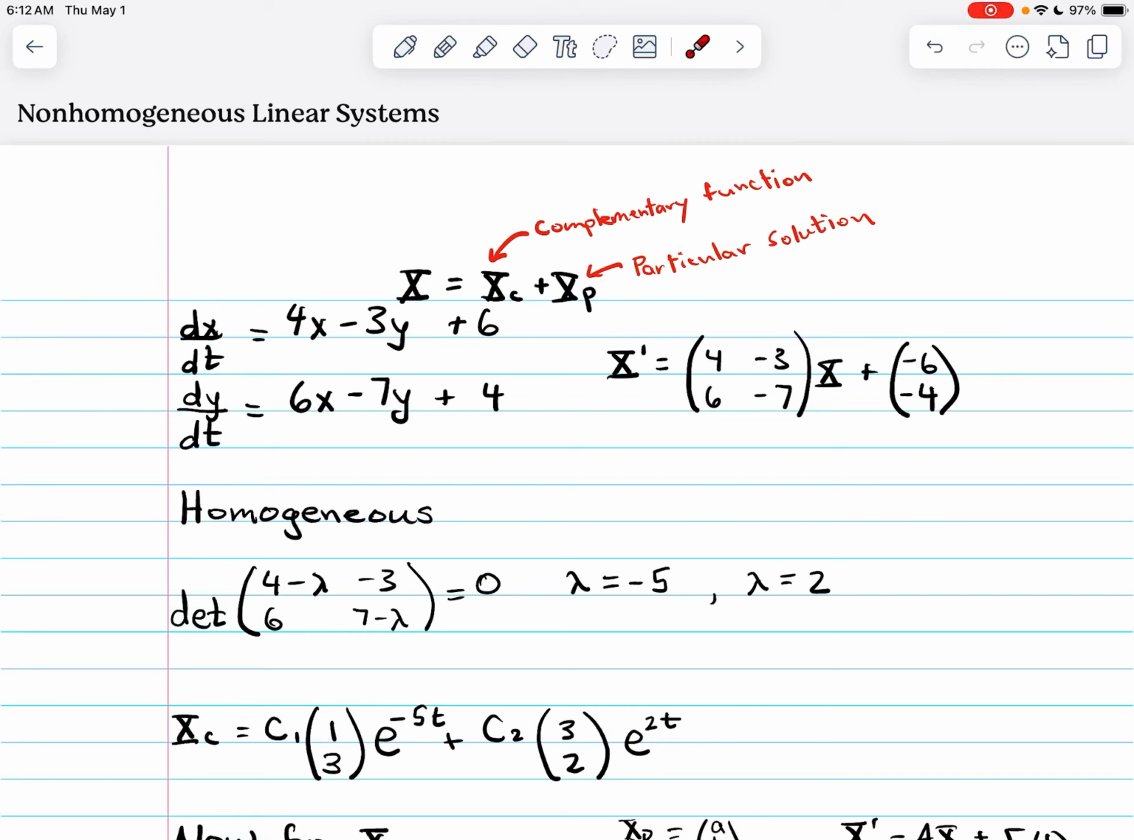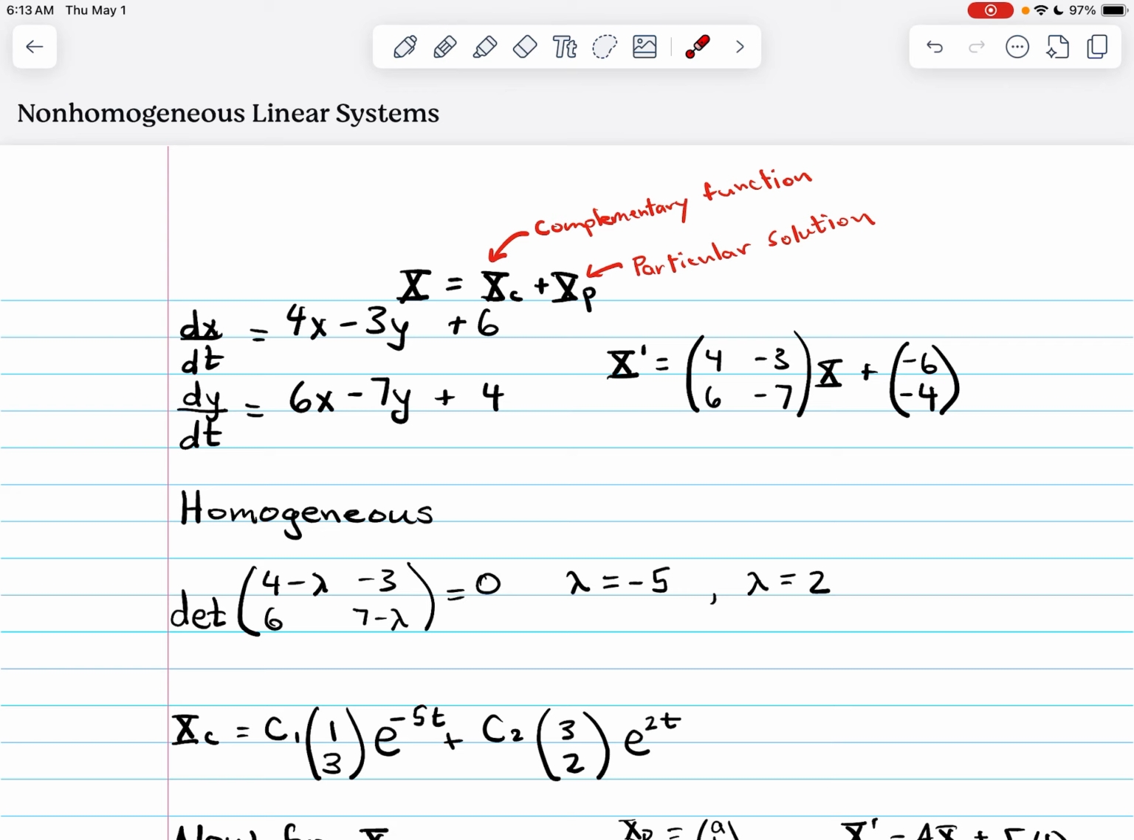Well, we've solved homogeneous linear systems of differential equations. And now we're going to embark on solving non-homogeneous linear systems. And we're going to use two methods. Undetermined coefficients, which sounds familiar. We've done that before. And also variation of parameters. We've done that before. But now we're going to apply it to non-homogeneous systems.